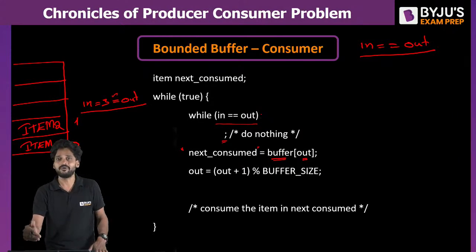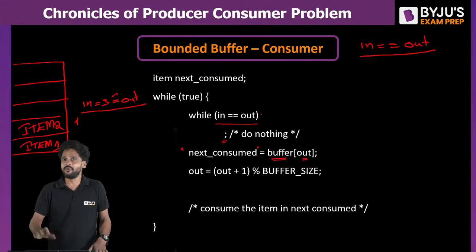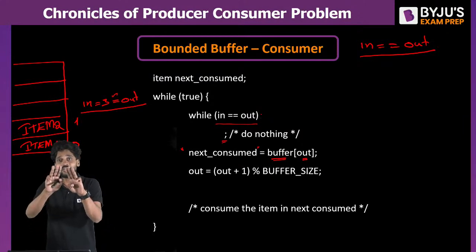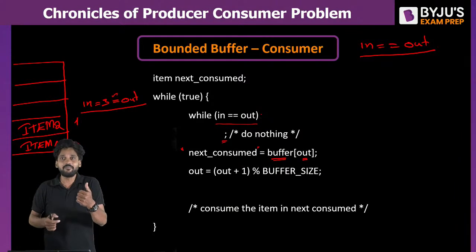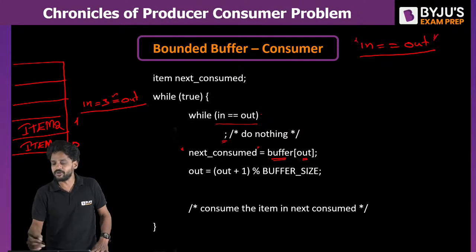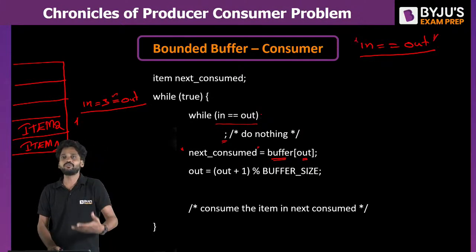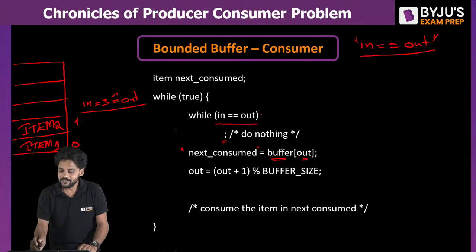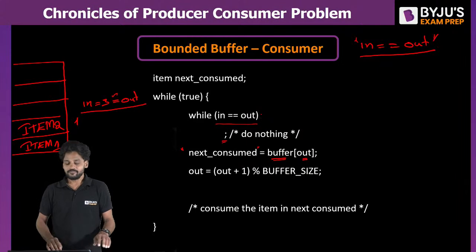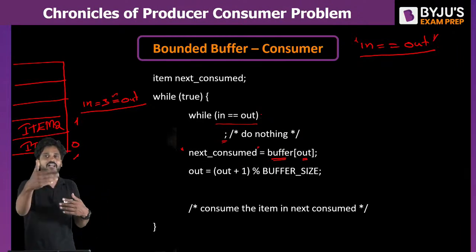Initially, in is equal to out is equal to 0. That means that no items have been added by the producer. Let us say the producer added 3 elements and the consumer consumed 3 elements. At that time, in will become equal to out, right? So these two will be equal in two cases. In those cases, the consumer should not consume any more elements. This is the constraint imposed on the consumer.